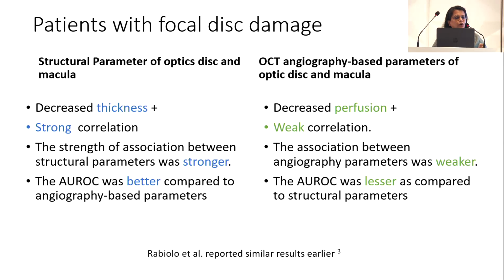So when we have a patient with focal disc damage, yes, we do get changes based on structural parameters as well as angiography based parameters. However, the correlation between the optic disc and macula structural parameters shows stronger correlation. The strength of association is stronger, and the diagnostic accuracy is also better as compared to angiography based parameters. Rebolleda et al. have found similar results, and they attributed it maybe to the different vascularization of the optic disc and macula.